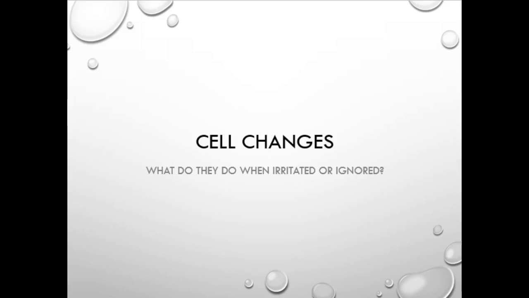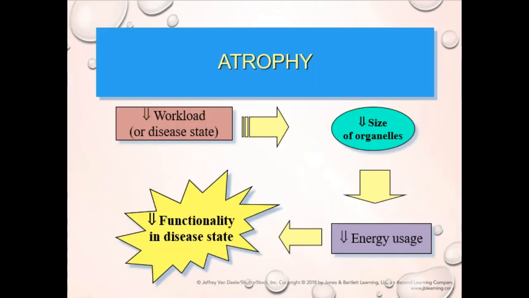Cell changes. What do they do when they're irritated or ignored? What do you do when you're irritated or ignored? All right. What do we all do, right? Here's some great pictures, and there's some great pictures coming up. There's some great descriptions here of what happens to cell changes, and these are very basic pathologies that can happen to many of the cells of the body.